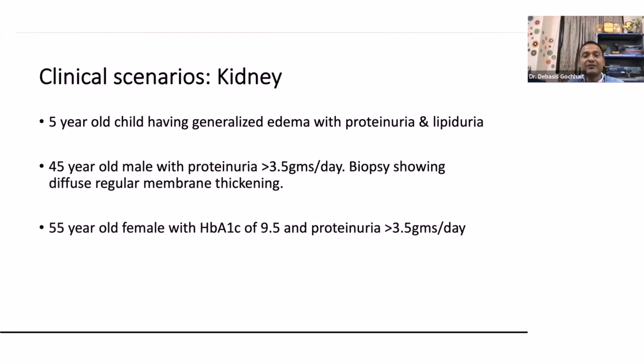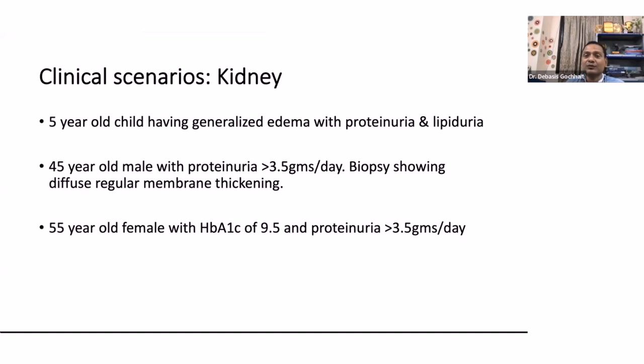Now, a 55-year-old female with HbA1c of 9.5 and proteinuria of more than 3.5 grams per day. What does this HbA1c of 9.5 tell you? What information do you see? Sometimes you will have to know the normal values. If you don't know what is normal HbA1c, you cannot know whether this is increased or decreased. A good clinician or a good pathologist will know the lab values, or the exact cutoff values.